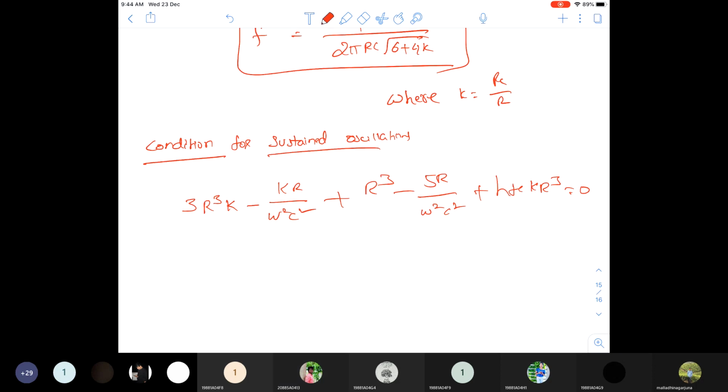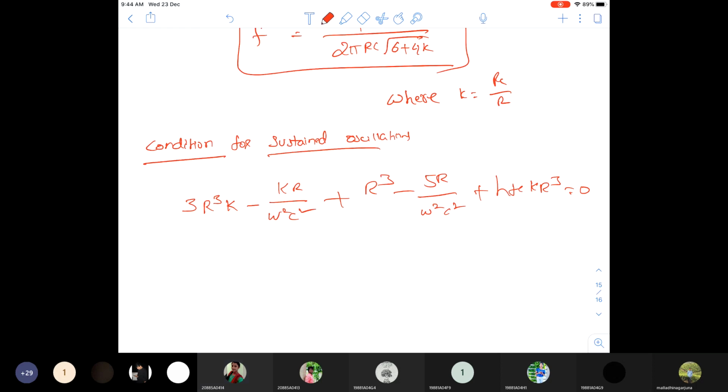14. Sir. Equation. 3r cube k minus kr by omega square c square plus r cube minus 5r by omega square c square plus hfe kr cube.